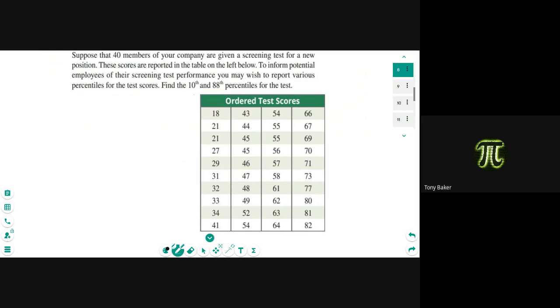So if I want to find the percentile for 32. So what percentile is 32? I would count how many numbers are less than or equal to that one. 1, 2, 3, 4, 5, 6, 7. So there's 7 numbers less than or equal to it, and I divide that by 40 because I have 40 total numbers. So it's 7 divided by 40.